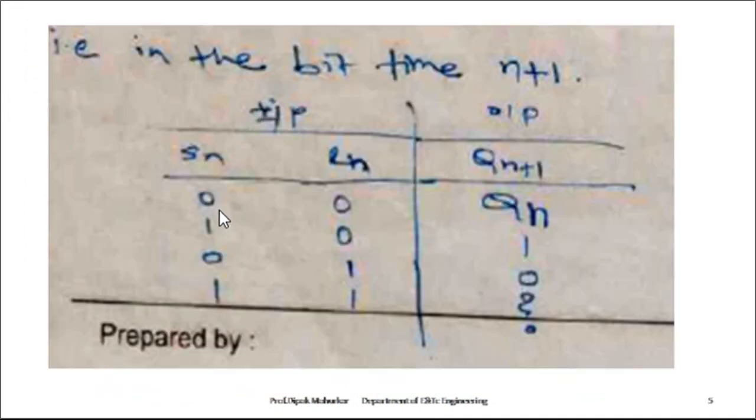That is, if you see the combinations 0 0, 0 1, 1 0 and 1 1. When both are 0, Qn plus 1, meaning after the passing of the clock pulse, equals Qn, that is, the previous output from before the clock pulse. Then 0 1 gives 0, 1 0 gives 1, and 1 1 is prohibited, it is not valid.